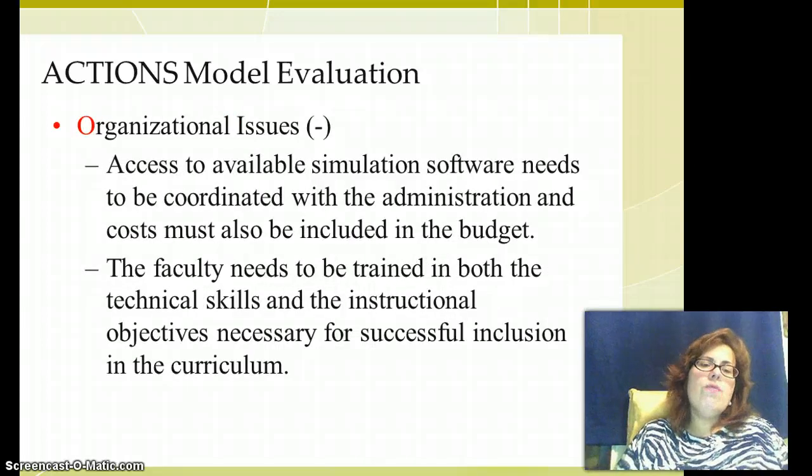In terms of organizational issues, it also would be a limitation because access to available simulation software would include some costs, as we already mentioned, but also needs to be coordinated with the administration. The costs also need to be included in the budget. So there are some administrative issues in terms of accessing this simulation software.